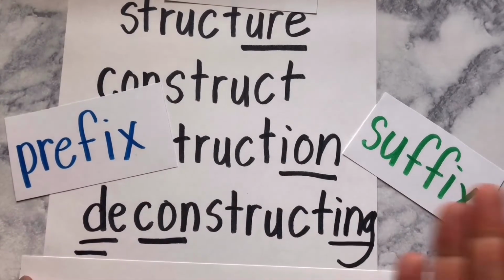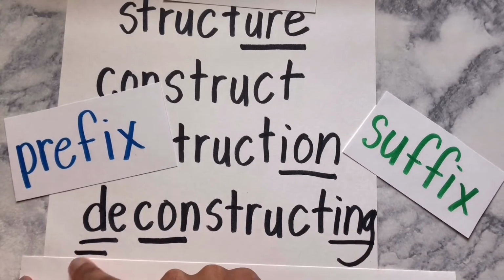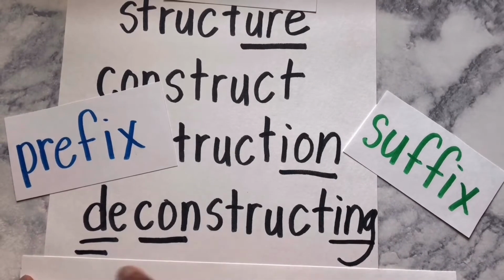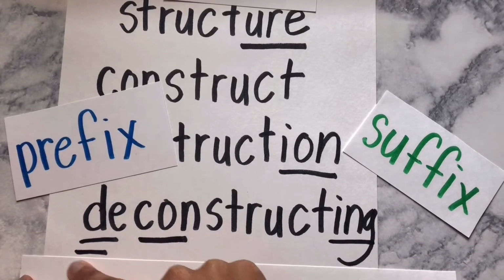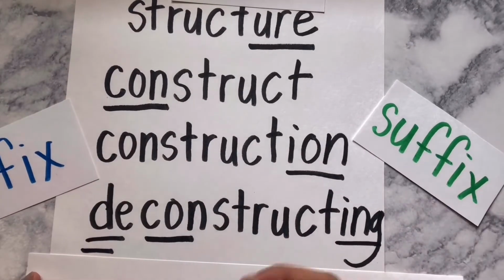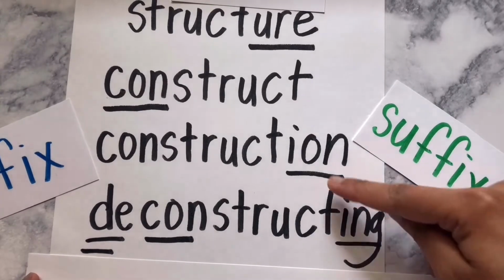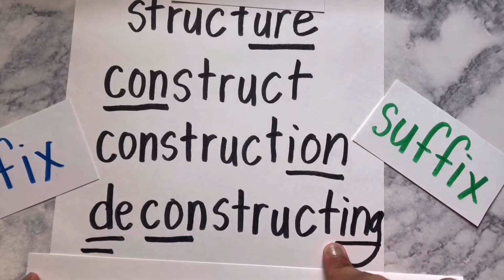Deconstructing is doing the opposite. So we are constructing and building. Now we add de in front of it. Now we are taking apart and removing. These words that have multiple prefixes, suffixes, or even just one prefix or one suffix are called multisyllabic words because we build on more parts to it and we can break it apart. All of these are multisyllabic words.